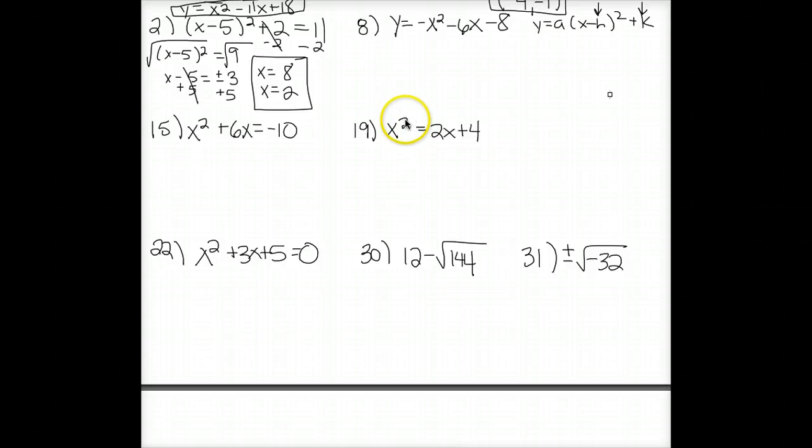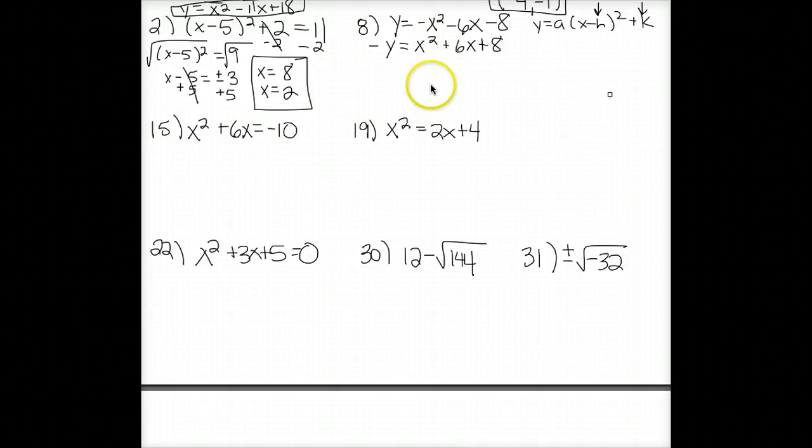Now, completing the square in Algebra 1, we only learn how to do when a is 1. Here a is negative 1, so my first step is to divide or multiply everything by negative 1 so that my x squared is positive. Remember, if I change one of the signs, I have to change all of them. So that's my first step.